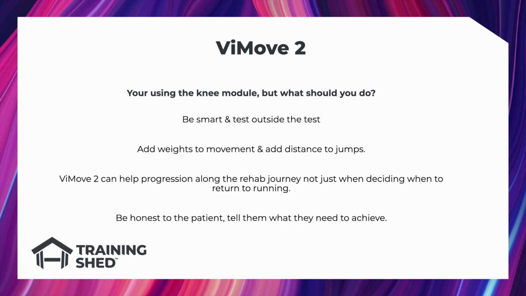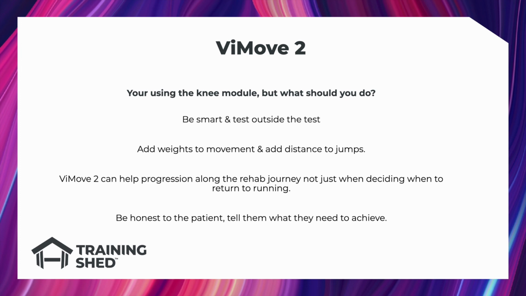But I'm going to be smart about how I do it. I'm not just going to look at body weight squats. I'm not just going to look at hopping on the spot. I'm going to add weight to the squats, because I know that's one of my tests. One of my tests is going to be a weighted squat to at least 1.5 times the body weight. So I want to see how they perform with weight. I'm going to do some jumps with distance, because again, jumping with distance is part of my testing criteria.